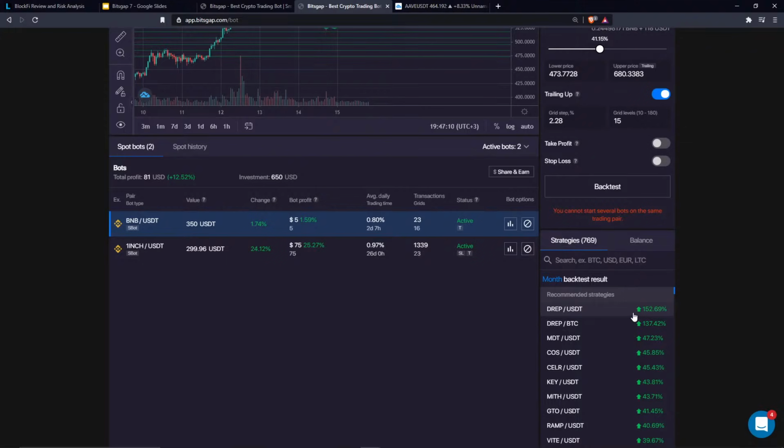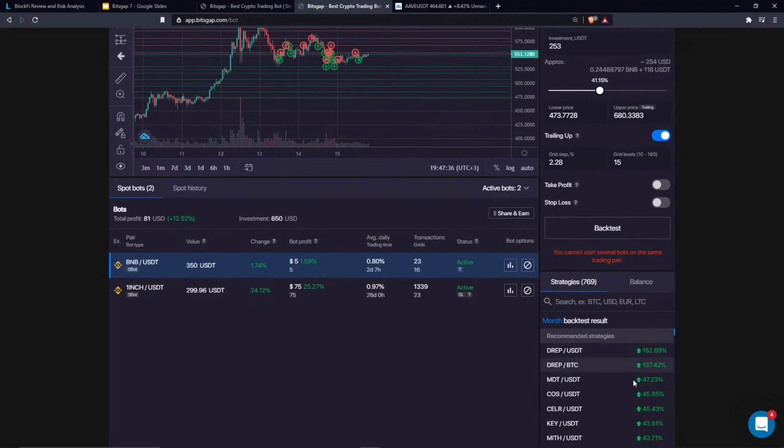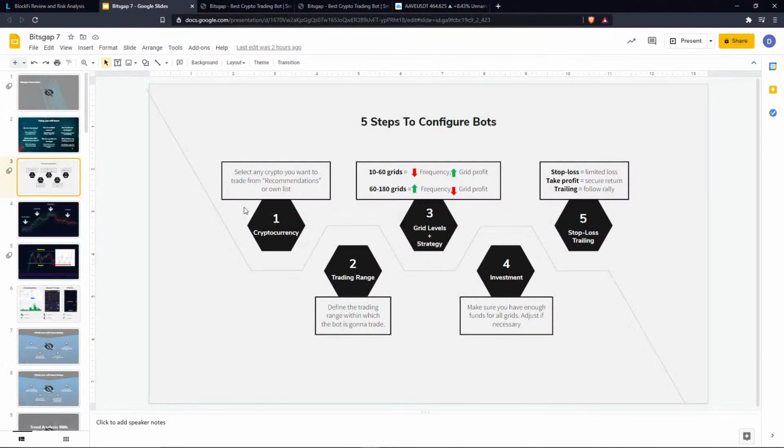So that's why you can use this as a sort of benchmark and expect that this coin will bring you a decent return next month as well. Maybe not 152%, but maybe 70, maybe 50%, something like this. That's the case if you don't know which coin to trade and you need some suggestions. So use this recommended strategies section over here to grab some trade ideas. Anyway, you select the crypto.